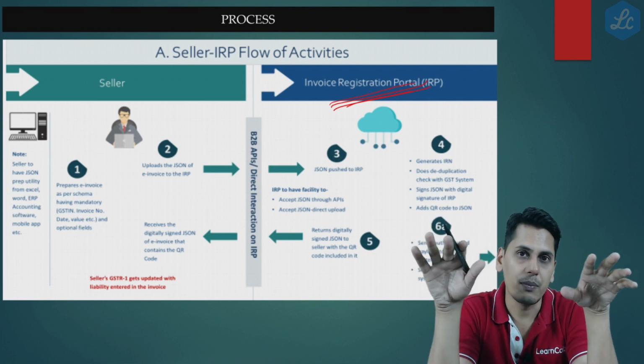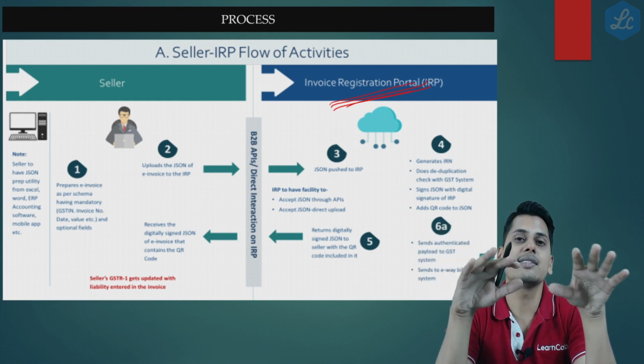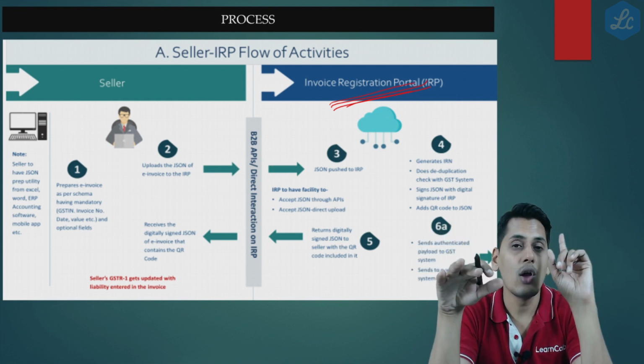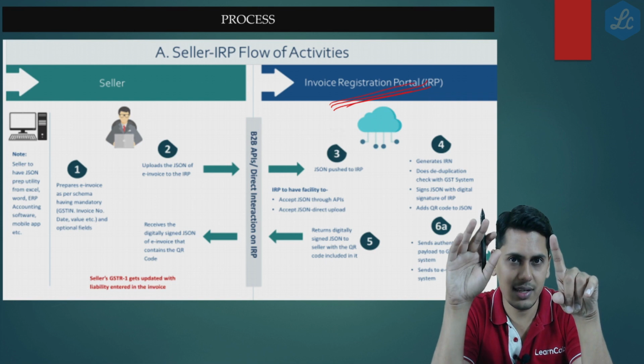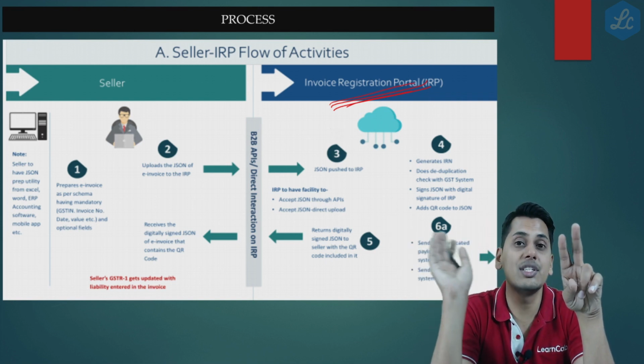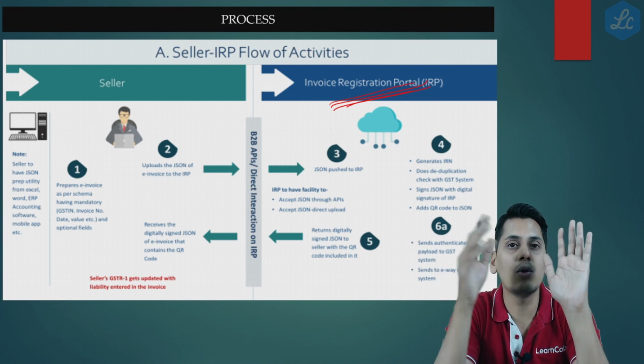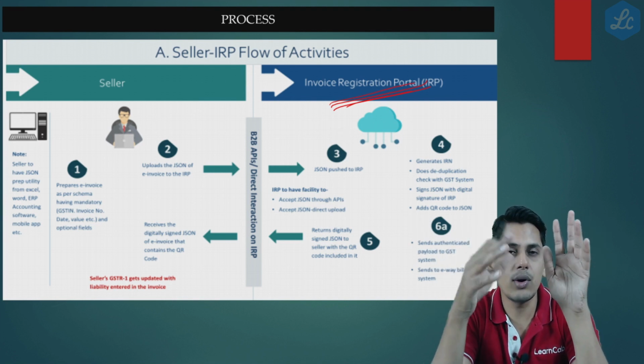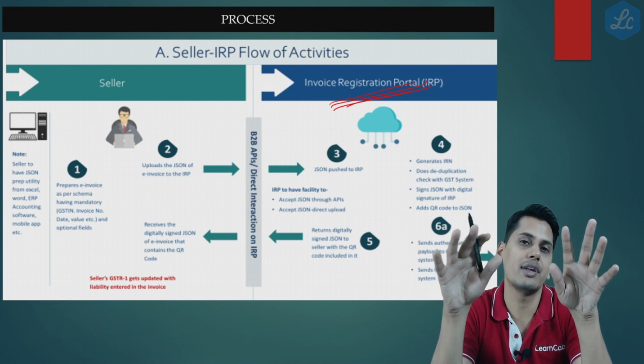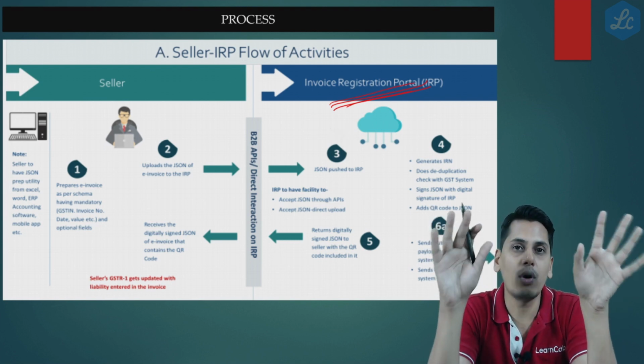If it is satisfied that the details are unique for this particular financial year, 1, it would generate an invoice reference number. 2, it would digitally sign the JSON. 3, it would attach the QR code to the JSON invoice. That QR code will have an embedded invoice reference number, and it returns the invoice to the person who is wanting it.